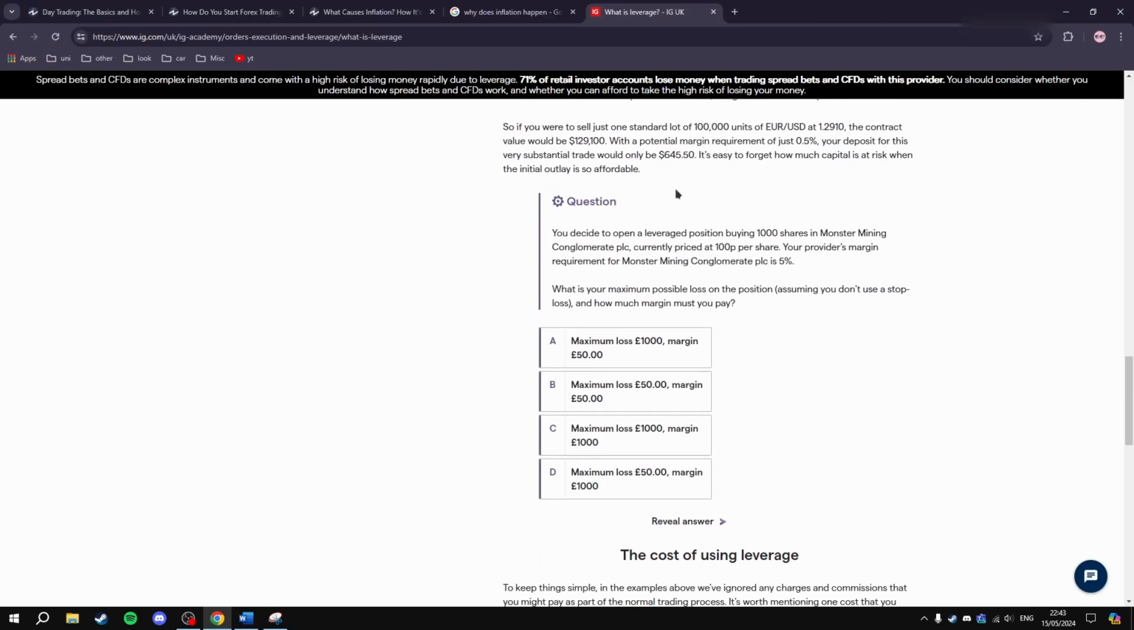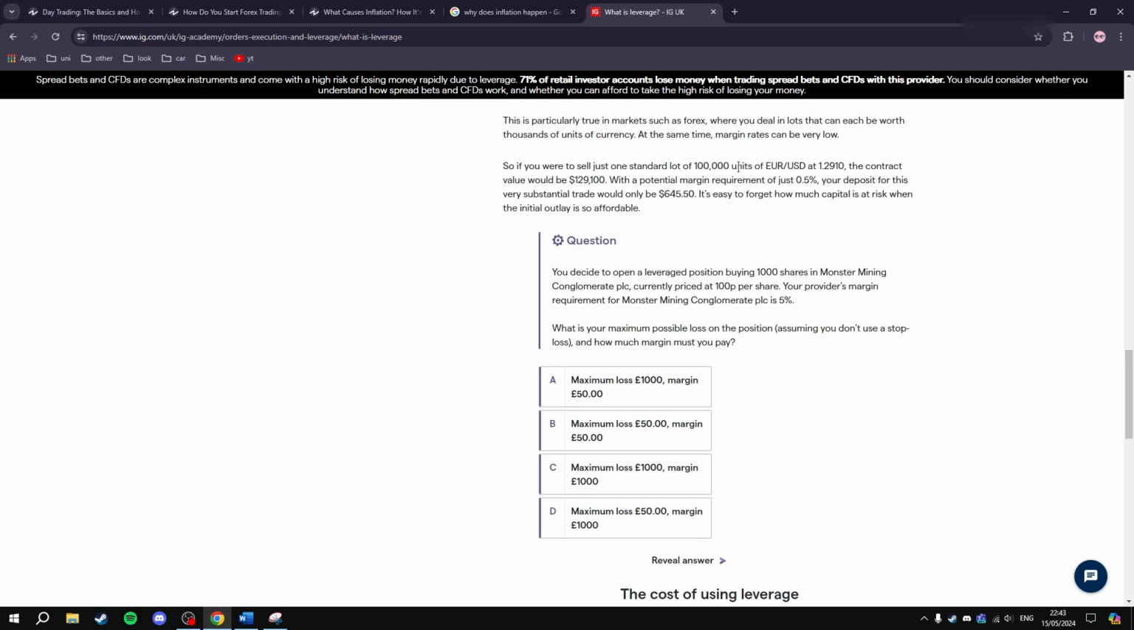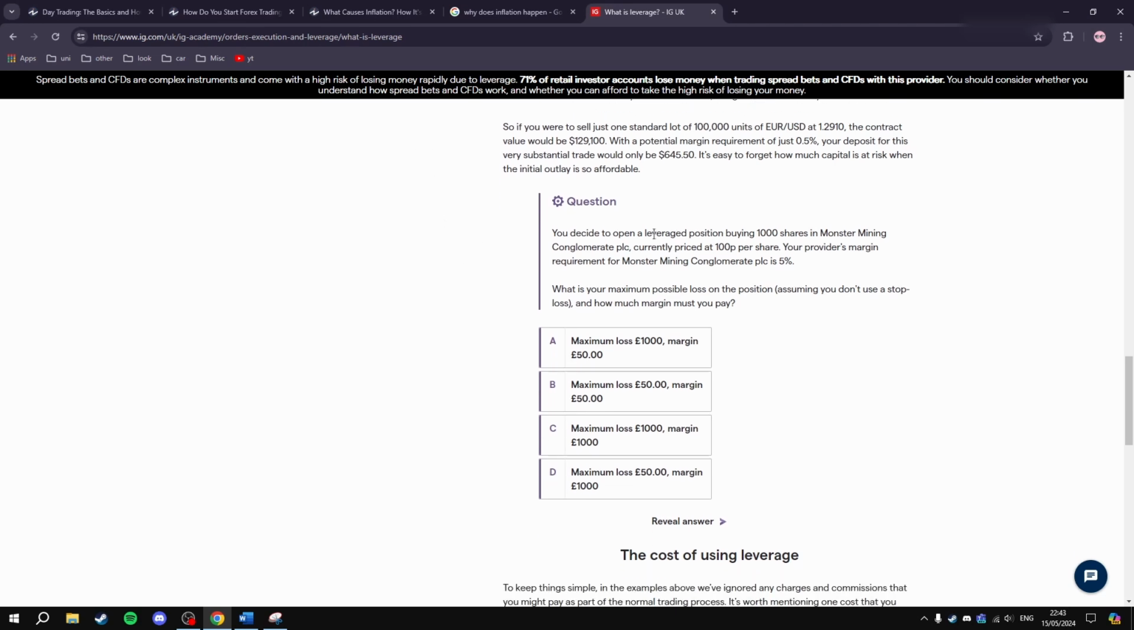This is particularly true in markets such as Forex, when you deal in lots that can each be worth thousands of units of currency. At the same time, margin rates can be very low. So if you were to sell just one standard lot for 100,000 units of Euro USD at 1.291, the contract value would be $129,100, with a potential margin requirement of just 0.5%. Your deposit for this very substantial trade would only be $645.50. It's easy to forget how much capital is at risk when the initial outlay is so affordable.